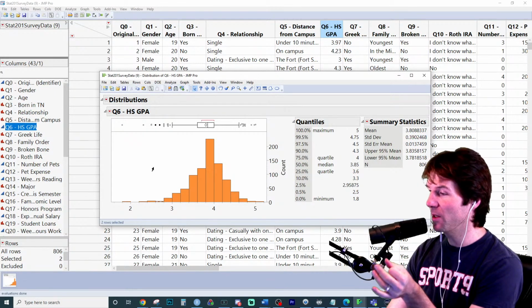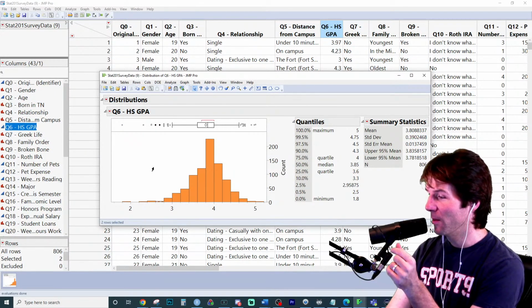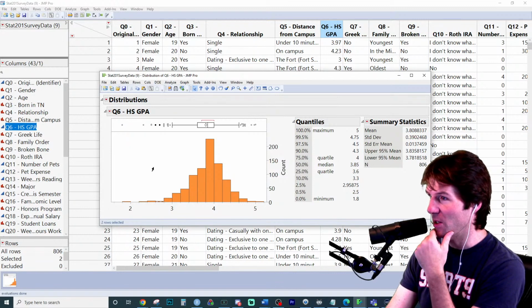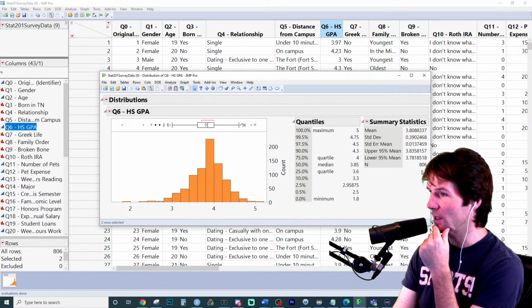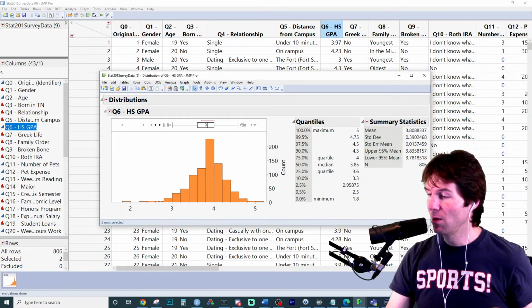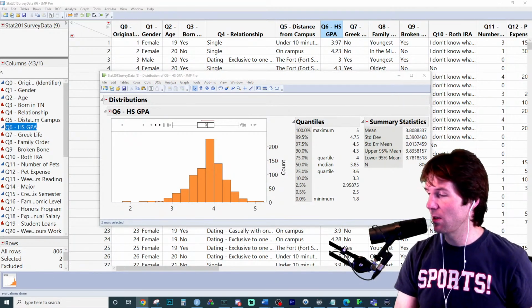Random. Did we randomly take the observations? Great job, Mikhail, right there. It's less than 10%. Did we sample less than 10% of the population? If this is UT students, we probably sampled less than 10%. Now we have to pause. When you get to the third condition, you have to pause. Put those in the chat.